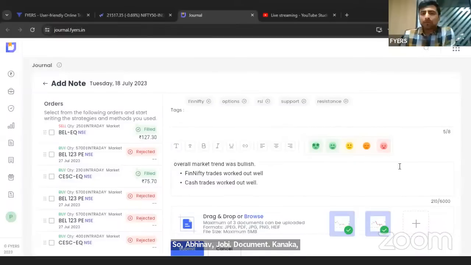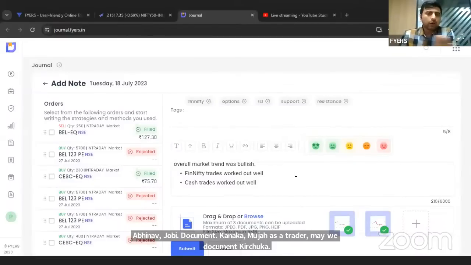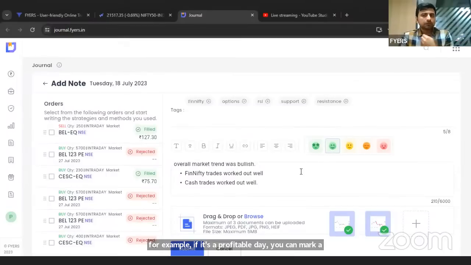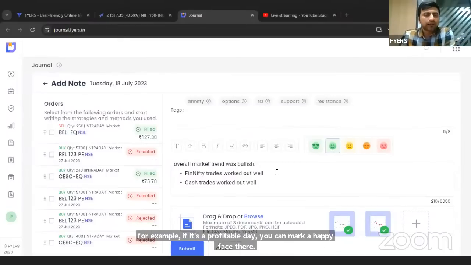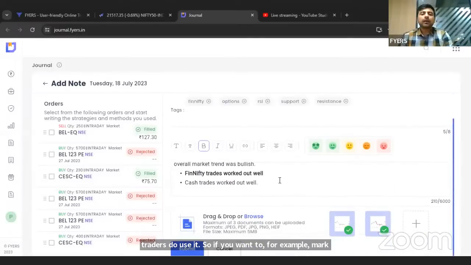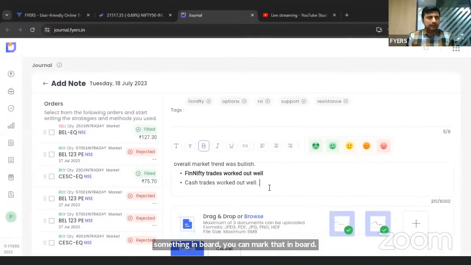तो डॉक्यूमेंट करने के बाद और छोटा सा और भी extra features है. For example, if it's a profitable day, you can mark a happy face there just to remind yourself that it was a profitable day. If you don't want, you can remove it. I personally don't want to put it, but a lot of other traders do use it. So if you want to, for example, mark something in bold, you can mark that in bold, as you can see right over here. So इसको करने के बाद हम लोग directly submit भी कर सकते हैं.